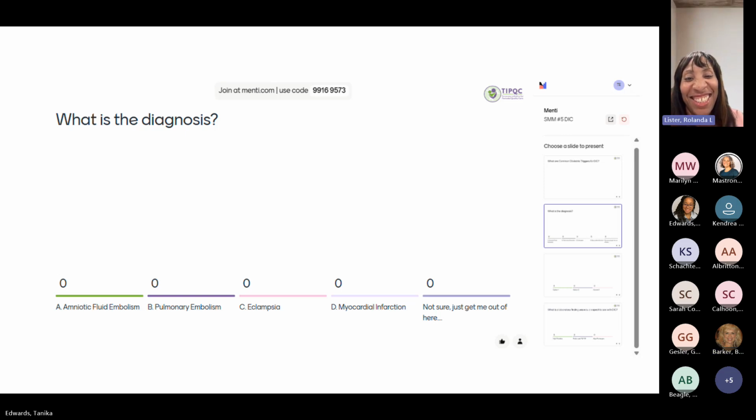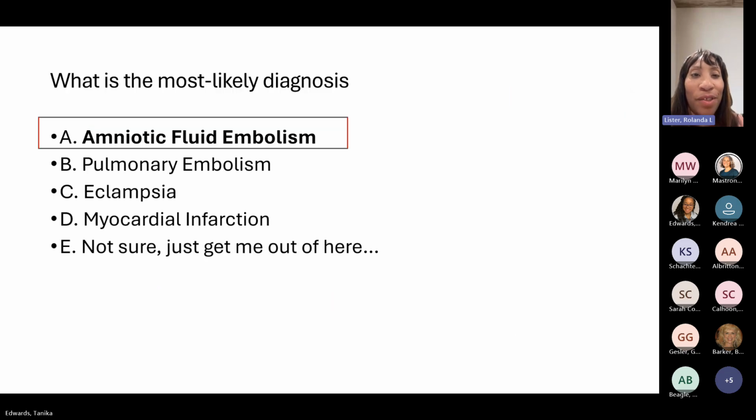Right. Yeah, you see blood pouring out of someone's vaginal opening. But if you recognize it and you know what to do, then you may be able to help this patient. So, yes, next slide. The answer is amniotic fluid embolism. Absolutely. So the question is, what is an amniotic fluid embolism? Next slide.